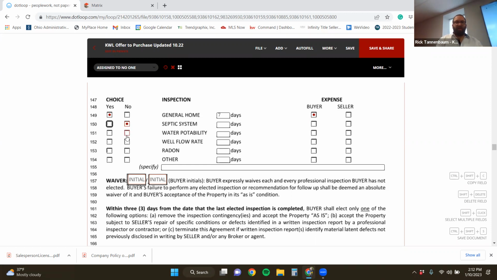Water potability and well flow rate. If you're on city water, you can check no. If you're on well water, then you want to check yes.